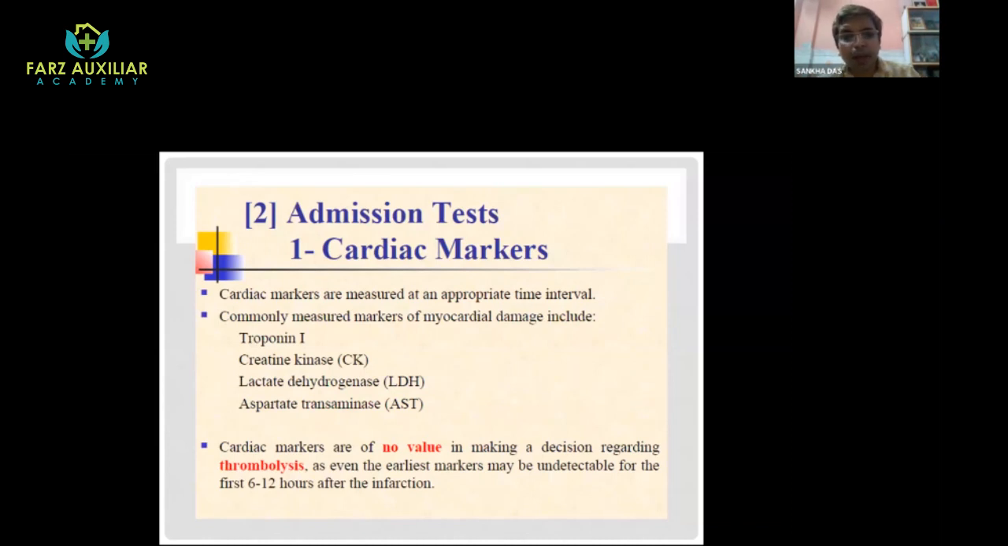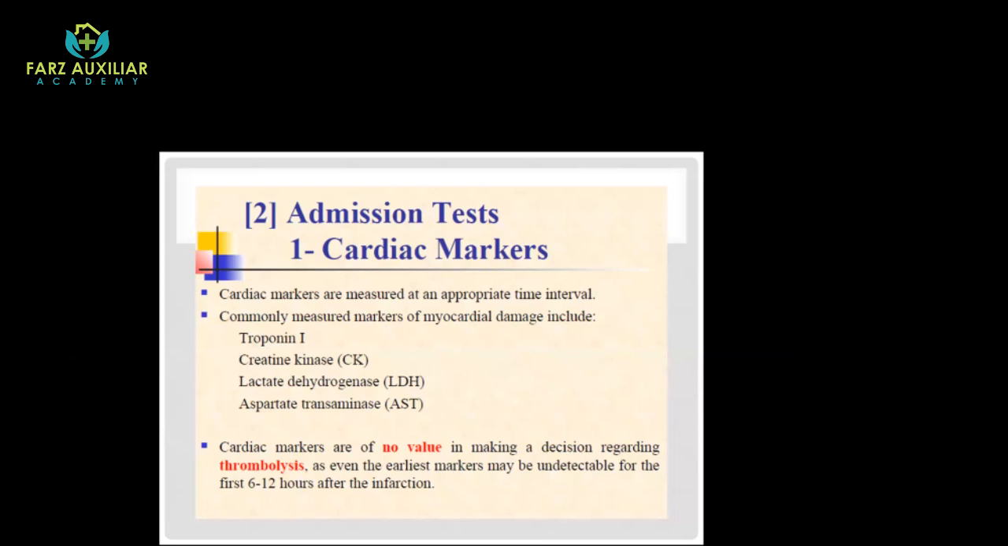So these are the various biomarkers, the cardiac markers that we see: troponin I, CKMB, lactate dehydrogenase. Normally we see troponins and the creatine kinase. The basic difference is that troponins get elevated early, within 3 to 6 hours, but they take a long time to normalize, 7 to 10 days. CKMB normally gets elevated within 6 to 12 hours, but normalizes early, by 72 hours.